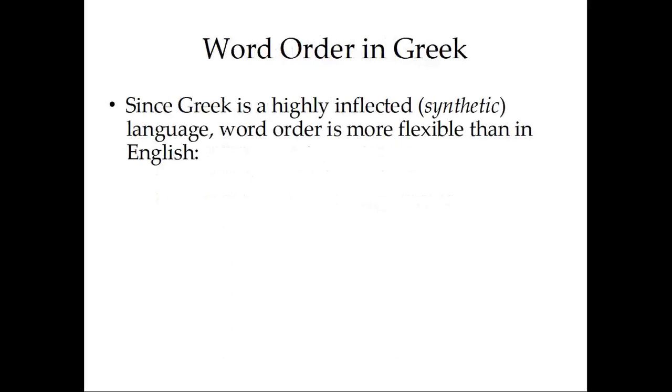Now, a word on word order in Greek. Since Greek is a highly inflected, synthetic language, word order is more flexible than in English. We're going to look at an example sentence. First, we have to learn some new vocabulary. Huō, I rain, I send rain, and ho Zeus, Zeus. Let's look at a very basic sentence. Ho Zeus huēi. This means, of course, Zeus sends rain, or Zeus is sending rain, or Zeus does send rain, depending on how we translate that verb.